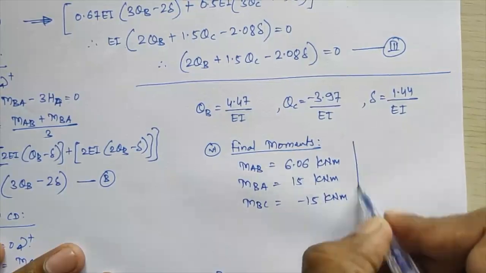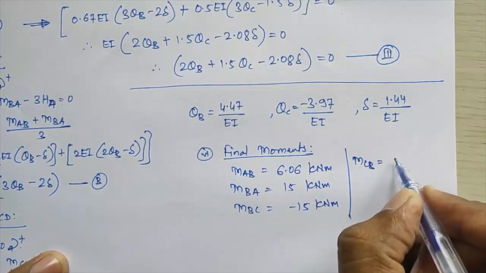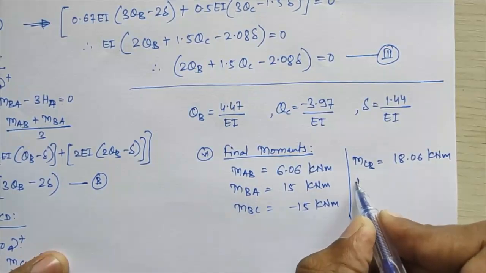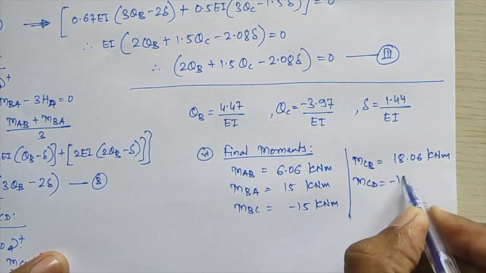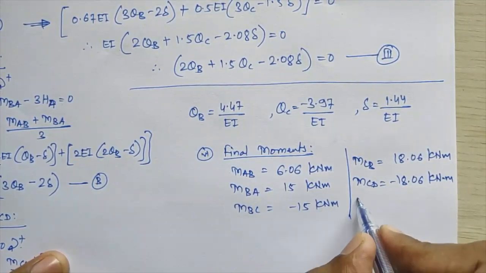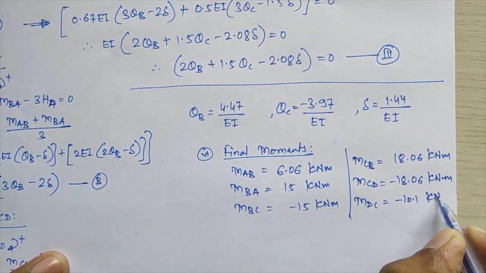Next, MCB you will get as 18.06 kilonewton meter. MCD you will get as minus 18.06 kilonewton meter, and lastly MDC you will get as minus 10.1 kilonewton meter.